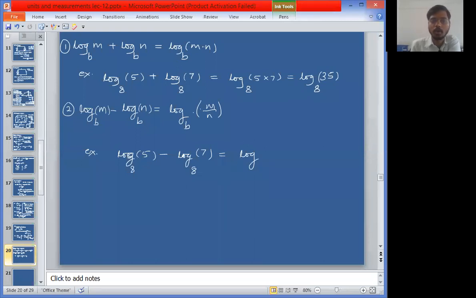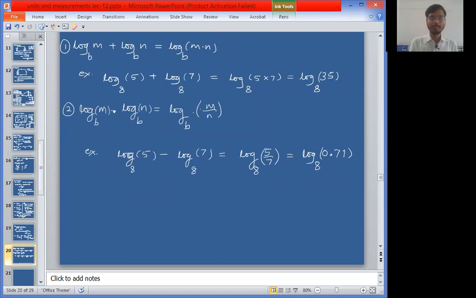Log m minus log n is log of m upon n. What is the base? 8, 8, 8. Now you can do this division and write the answer. What is 5 upon 7? 5 cannot be divided by 7, so 0.50. 50 upon 7, 7 into 7 is 49, then 1 remains, then 10. 10 upon 7 is 1. Okay, 0.71 approximate answer. 5 upon 7 is 0.71. Base is 8, here also base 8.